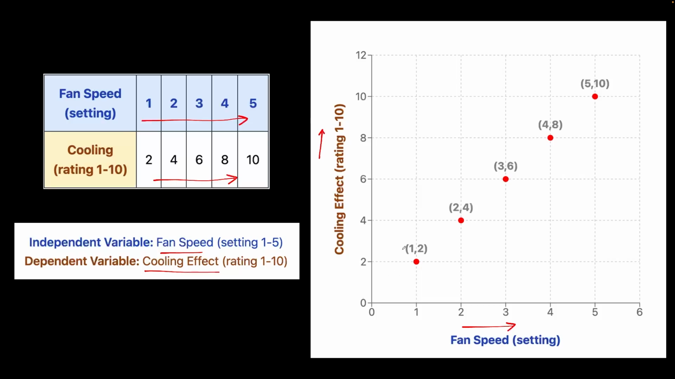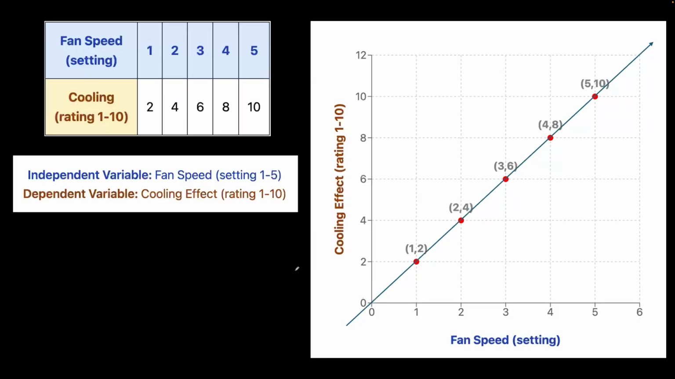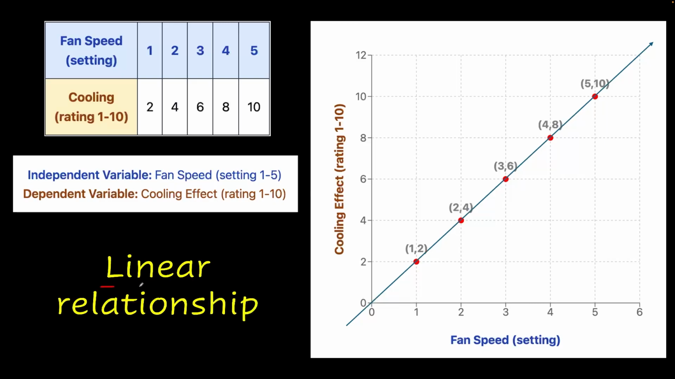When you have a fan speed of 1, we could say the cooling effect is about a 2. When the fan speed is at 4, the cooling effect would be about an 8. When the fan speed is at 5, the cooling effect is at the 10, which is the maximum. And if you draw a line between these points, this is what it would look like. As we saw before, this is also a linear relationship. The fan speed and the cooling effect have a linear relationship between them. And that's about independent and dependent variables.